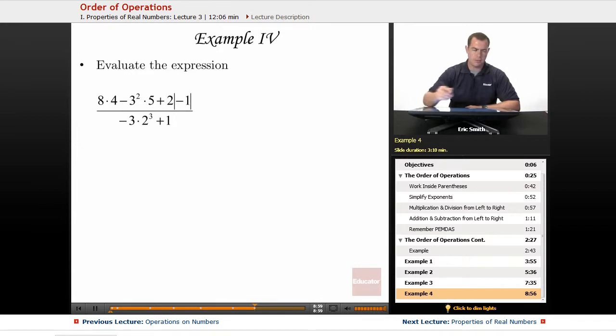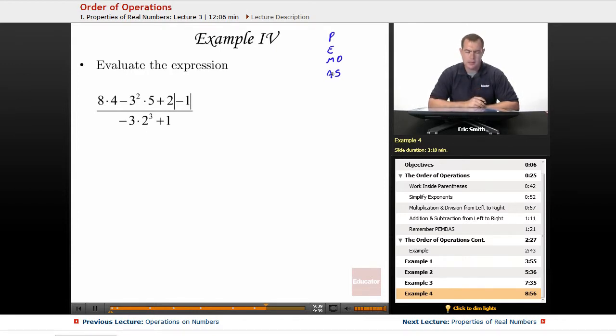Let's look at an example that involves lots and lots of different things. So I have 8 times 4 minus 3 squared times 5 plus 2 times the absolute value of negative 1 all over a negative 3 times 2 to the third plus 1. Okay, with so many different things in here, I really have to be careful on what to do first. Well, since I'm dealing with a fraction here, I want to look at the top as its own group and the bottom as its own group and really work inside of each of those to try and simplify them. So let's look at the top for a little bit.